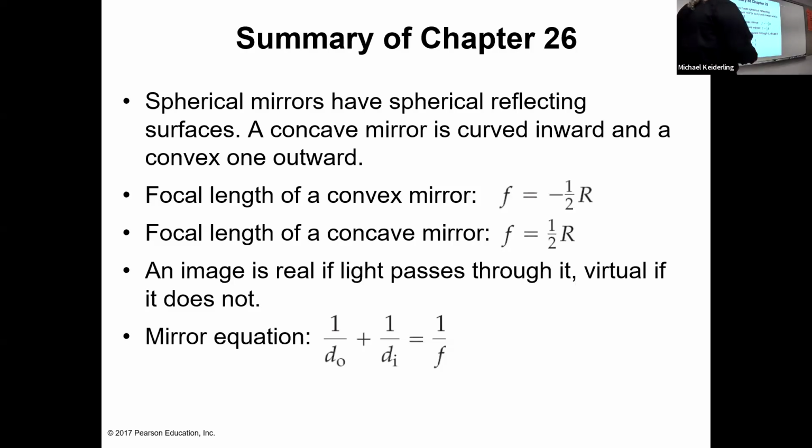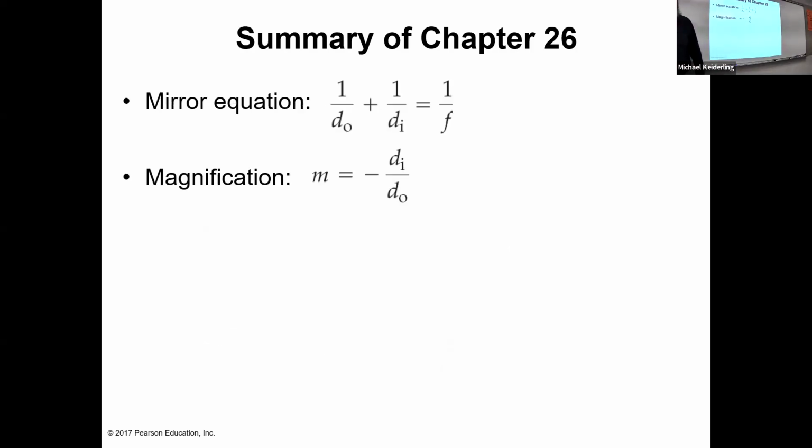The mirror equation is for an image, 1 over the distance to the object plus 1 over the distance to the image equals 1 over the focal length. And the magnification is minus distance to the image over distance to the object. And the sign of the magnification tells you whether the image is upright or inverted. If it's negative, it's flipped upside down. It's inverted.